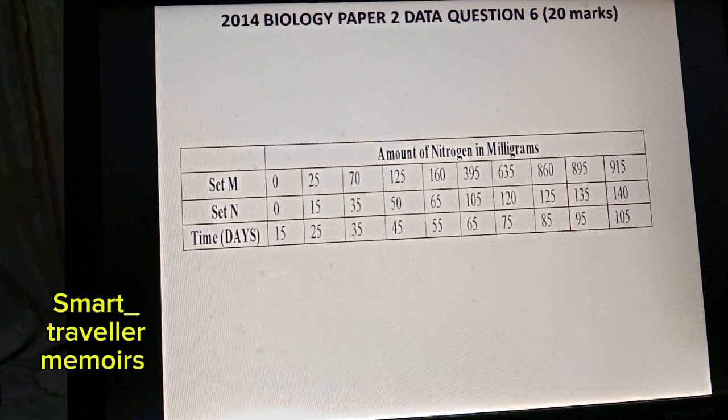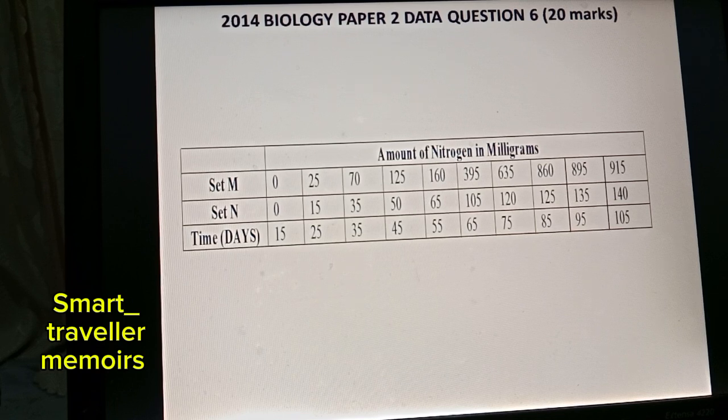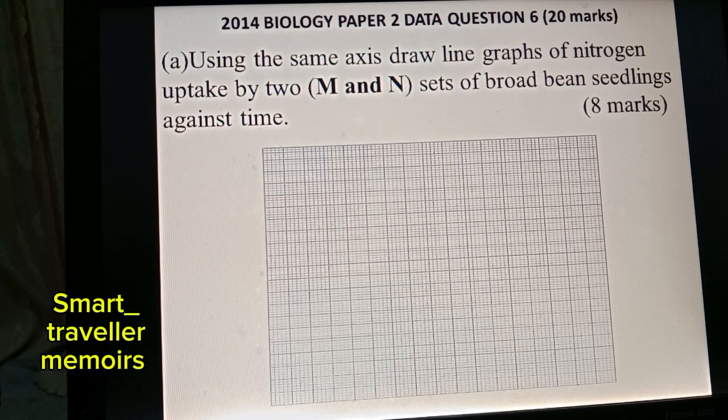So this is 2014 Biology Paper 2 data question. The question was number 6 and the marks were 20. So from the table you can see set M and set N, amount of nitrogen in milligrams and time in days. So the experiment was done for 105 days. Using the same axis, draw line graphs of nitrogen uptake by the two M and N sets of broad bean seedlings against time. There you are given 8 marks.